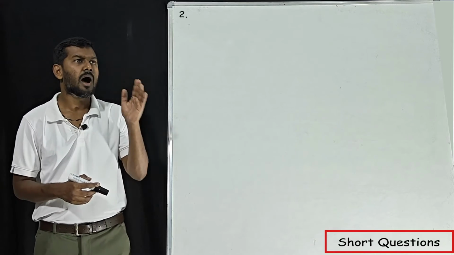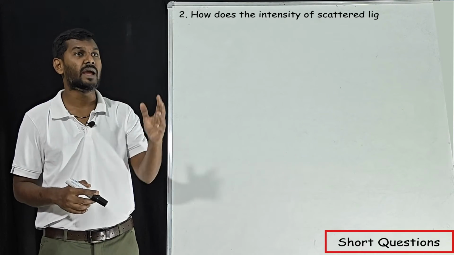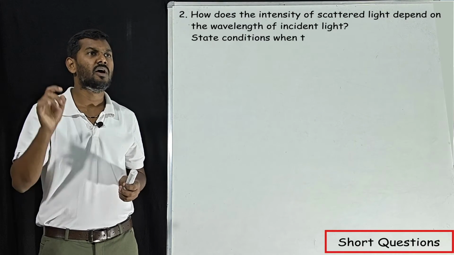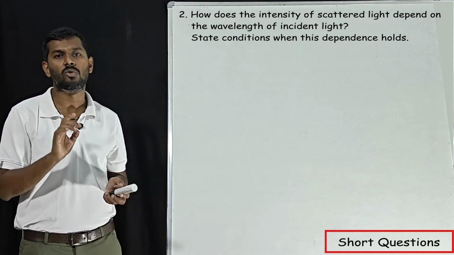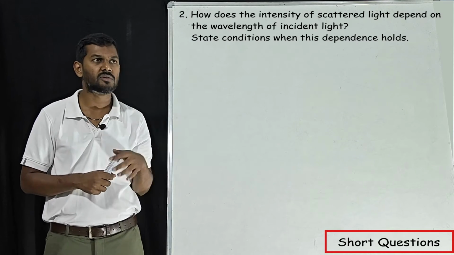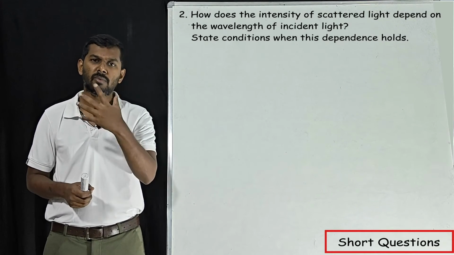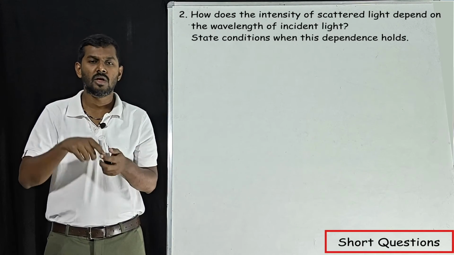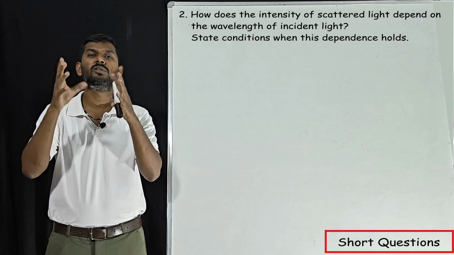Our next question: how does the intensity of scattered light depend on the wavelength of incident light? State the condition when this dependence holds. Okay, listen. You need to understand the meaning of a few words here before going for the solution. Intensity. What do you mean by intensity? It is almost like brightness. So more the intensity means more the brightness.